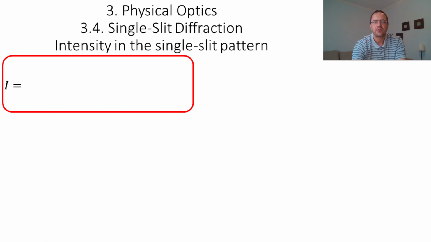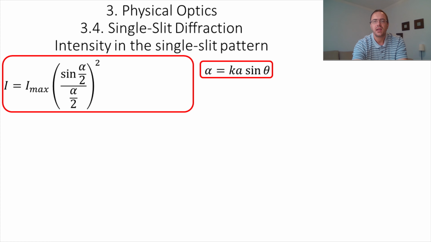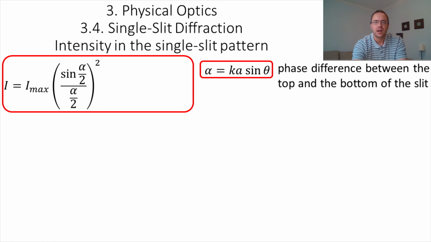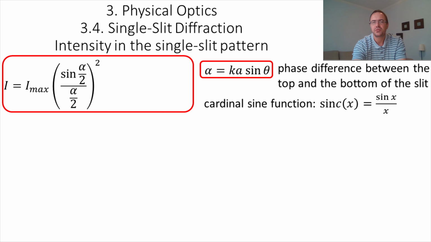So the intensity for a single slit is given as I equals I max times the square of sine of alpha over 2, divided by alpha over 2. In this formula, alpha is equal to k a sine theta. And so alpha, in fact, represents the phase difference between rays from the top and the bottom of the slit of width a. Now, this formula is often written with the cardinal sine function, which is sine x divided by x. So the intensity is equal to I max times cardinal sine squared of alpha over 2.